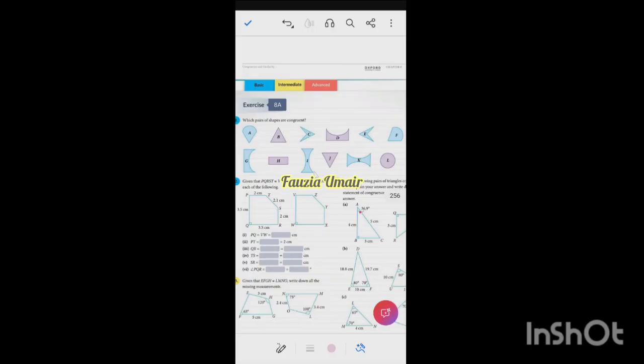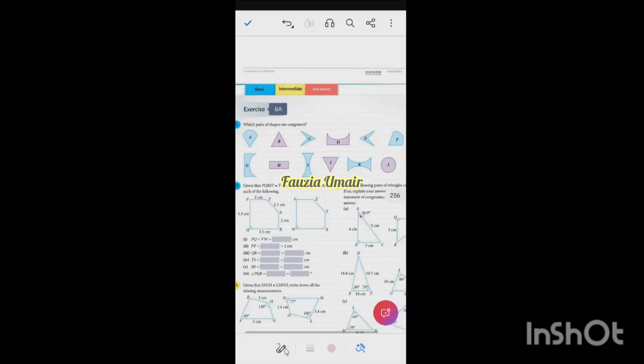Congruent means, when there is no measurement of angle and side, we will say congruency means same shape and size. Okay, so which two shapes are congruent? Can you find any shape which is congruent to A? A and F. A is congruent to F, so we are done with these two. Okay, and what movement is there? It's rotation.